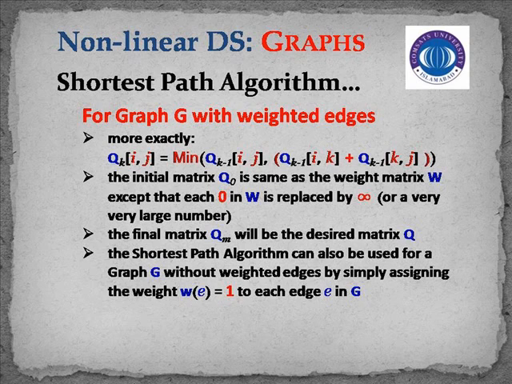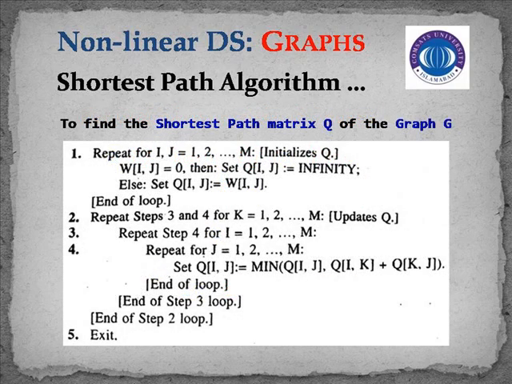The shortest path algorithm can also be used for a graph G without weighted edges by simply assigning the weight 1 to each edge E in G. Dear viewers, the algorithm explained earlier is mentioned formally in this slide. This algorithm finds the shortest path matrix Q of the graph G.